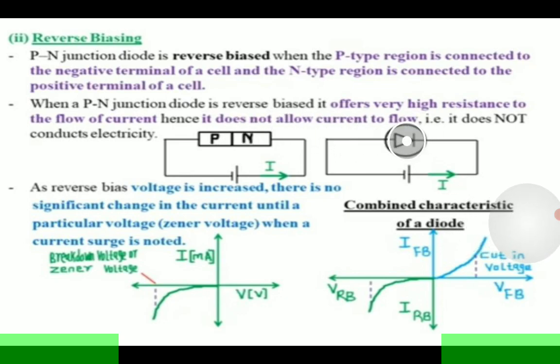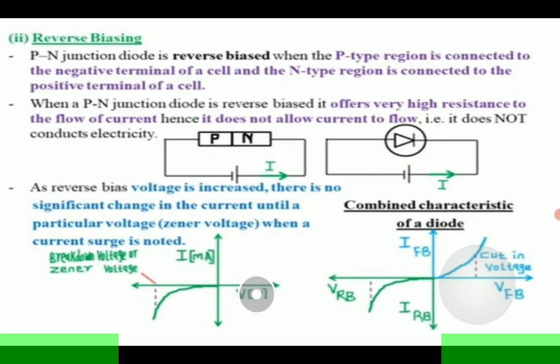Alright, so using the electric symbol for a diode, this is the circuit showing the reverse biasing of the PN junction diode. As reverse bias voltage is increased, there is no significant change in the current until a particular voltage, which is called Zener voltage, when a current surge is noted.